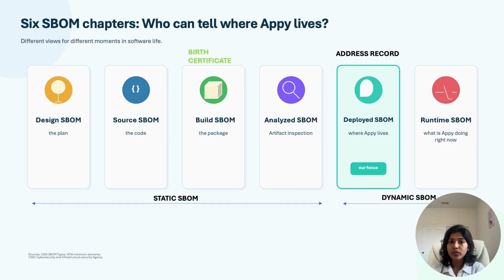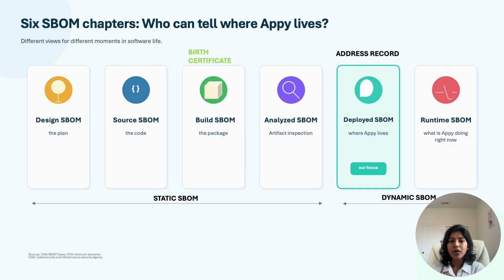Since Appy keeps moving, we need to identify which of the following SBOM chapters can track the location. The CISA organization describes 6 different SBOM types. Think of them as chapters starting from the design phase all the way till runtime. Design is the plan, source is the code, build is the package, and analyzed is the inspection for artifacts. All these put together give a static document, or what we call static SBOMs.